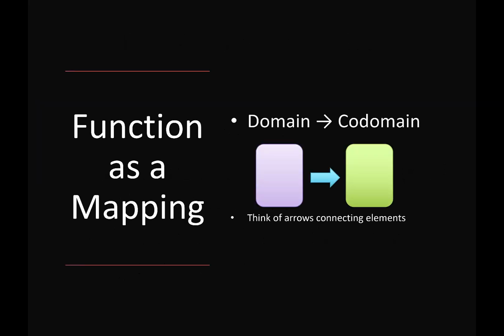Let's take a look at that as a mapping. When we map functions, we go from a domain to a codomain, and we'll talk about the codomain a little bit more. In the domain, we'll have our x values, and those x values will go to some y values. And I want you to see that we have arrows that we could use to connect the values in the domain over to the codomain. So let's look at that a little bit more closely.